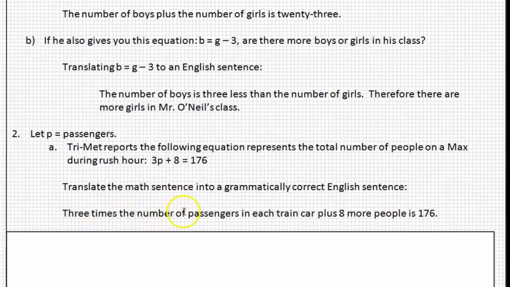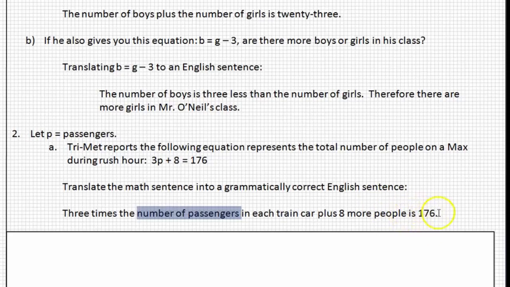3 times the number of passengers in each train car, so if you think about the MAX as different cars attached, and in this case there are 3 of them, so 3 times the number of passengers in each train car, or MAX car, plus 8 more people, right? So it's saying there's 8 more than that, and that may be people who work for TriMet, the operator, people who are checking tickets, is 176.